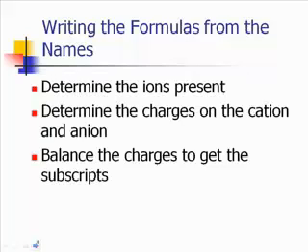All right, so writing formulas from the names. First, you're going to determine the ions that are present. You can use your ion sheet to do this. In this class, you will always be able to use the ion sheet that I gave you. Then, determine the charges on the cation and the anion, again with the ion sheet, and balance the charges to get the subscripts. That's what I was talking about before. Every electron that's given up has to have a place to go.